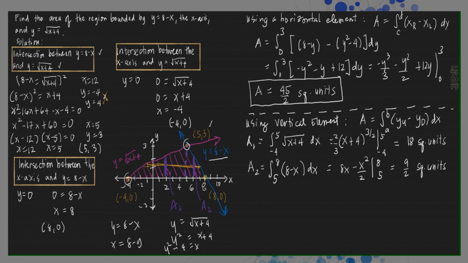Now, the total area will just be the sum of A1 and A2. So we add 18, that is the area of the first subregion, and then A2 is 9 over 2, the area of the second subregion, which when we combine, we get 36 plus 9 over 2, which gives us a total area of 45 over 2. It's the same result that we got when we used a horizontal element.